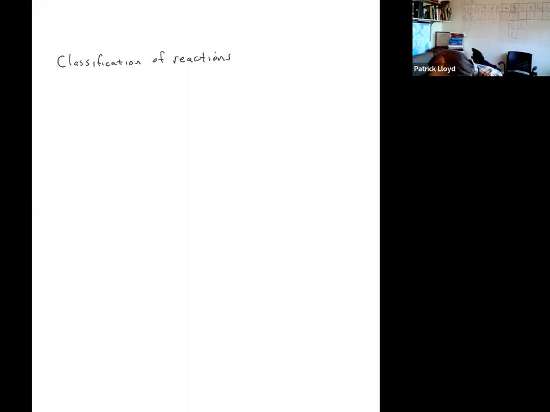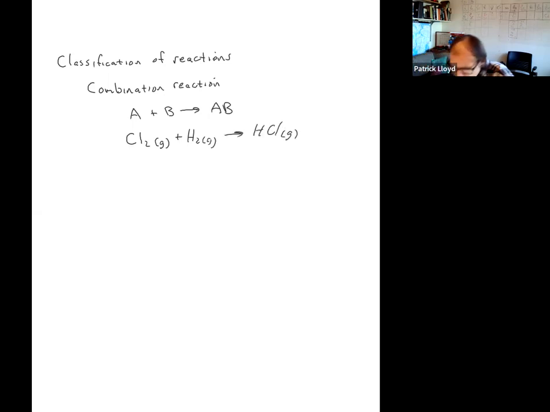The first one is called a combination reaction. And generally the combination is you take something, you add it to another thing, and you get one thing out of it that's more complicated. So that could be something like Cl2 as a gas, H2 as a gas, HCl as a gas. That would be called a combination because you're taking two simple things, two elements, and forming a compound out of it. So two simple things make a more complicated thing.